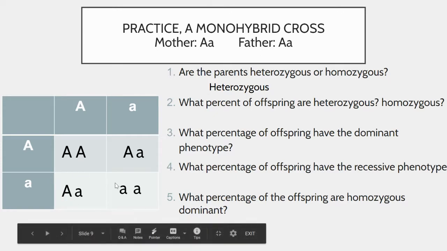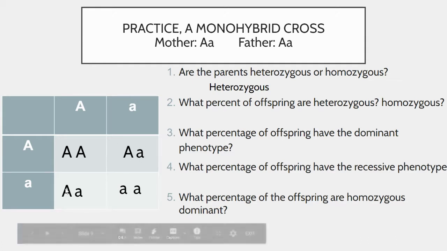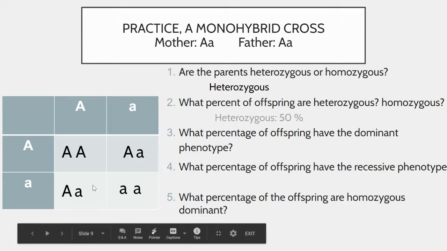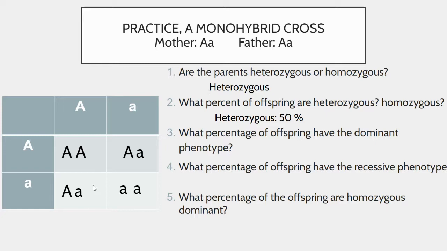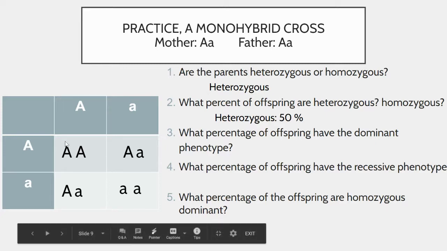be heterozygous? Well, we have 4 total possible offspring types, and 2 of them would be heterozygous. So 2 out of 4 is 50%. What percent would be homozygous? Okay, homozygous dominant, homozygous recessive. That's 2 out of the 4 that would be homozygous, and that's 50%.